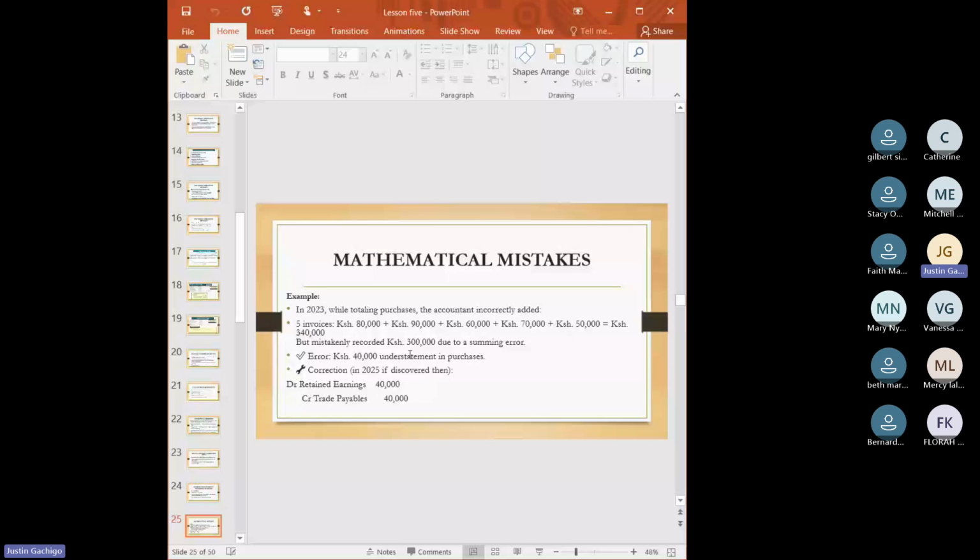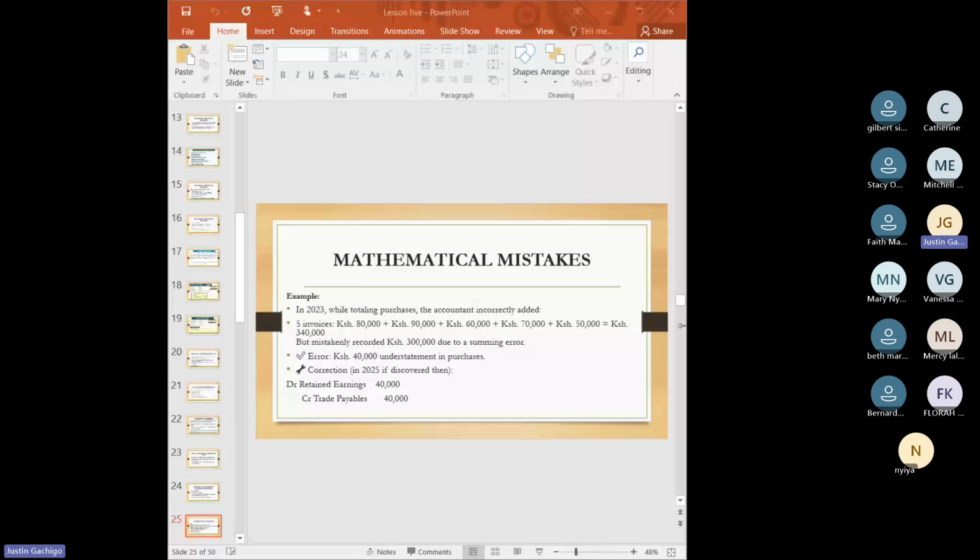So that means you have understated purchases by 40,000. So in this case, what you need to do, you need to debit the retained earning, then you credit the purchases. Again, remember the double entry concept, the one I have just talked about, that increase in asset you debit, decrease in asset you credit. This is a liability. We had recorded a wrong value of liability. So instead of recording 340, we recorded 300. So increase in liability, we credit. So the liability, we increase them by 40,000, and the other leg goes to the retained earning.